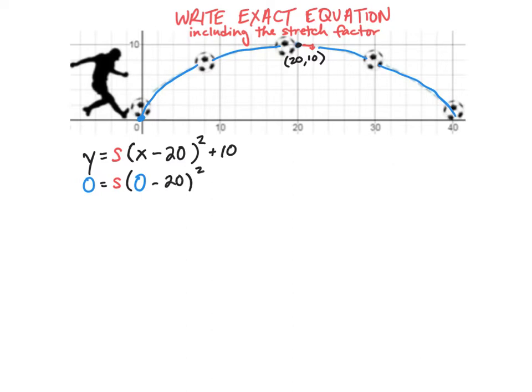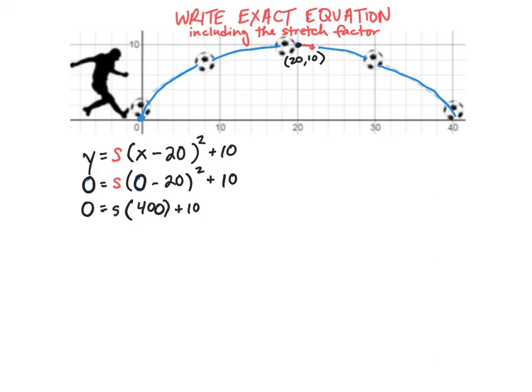Notice that everything else is the same. We just plugged in 0, comma 0. 0 for the X, 0 for the Y. Sweet, now we have one variable. We can solve for one variable. We can do that. It's possible. 0 equals the stretch factor times, let's go ahead and do parentheses. 0 minus 20 is negative 20. I'm going to go ahead and square it as well. Negative 20 times negative 20. You can use your calculator if you need to. I know that that's 400 plus 10.